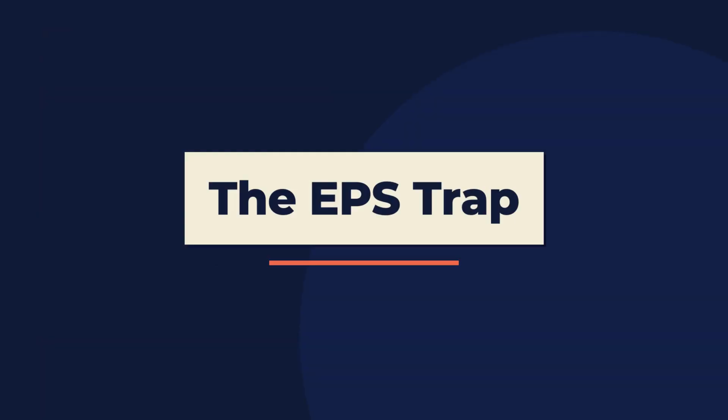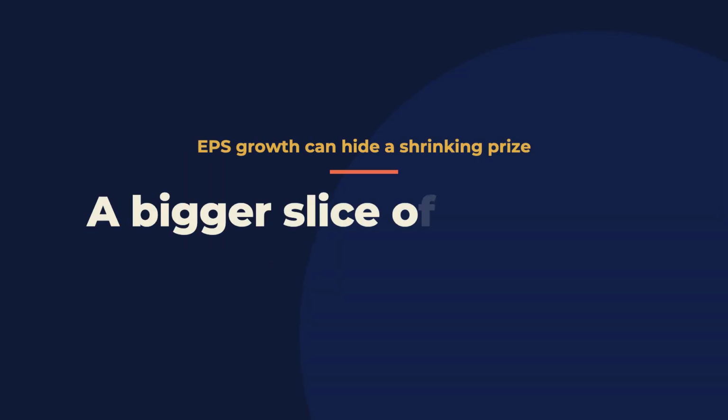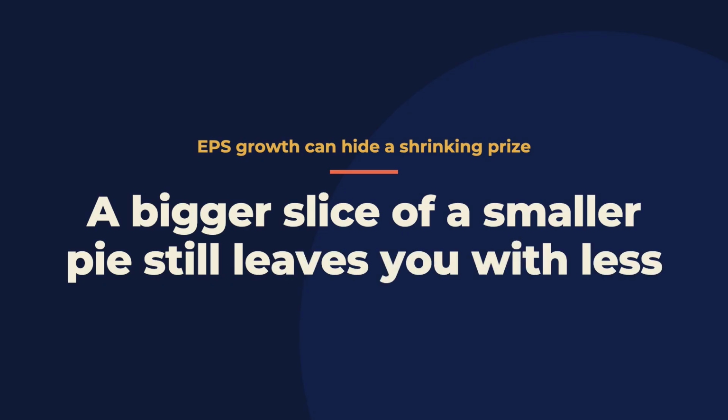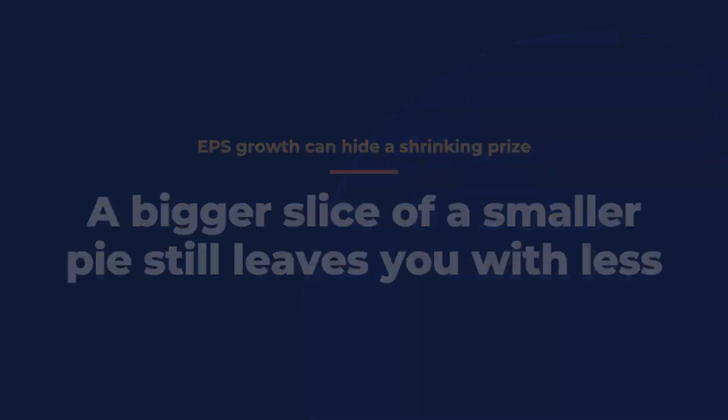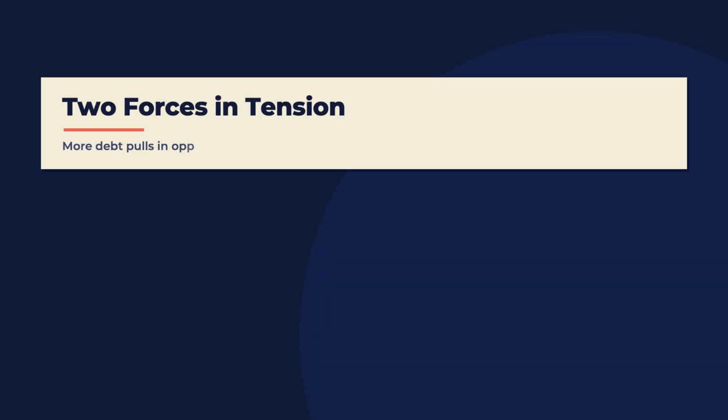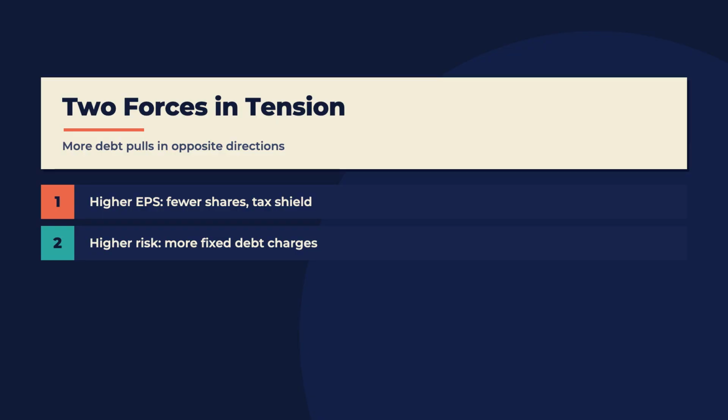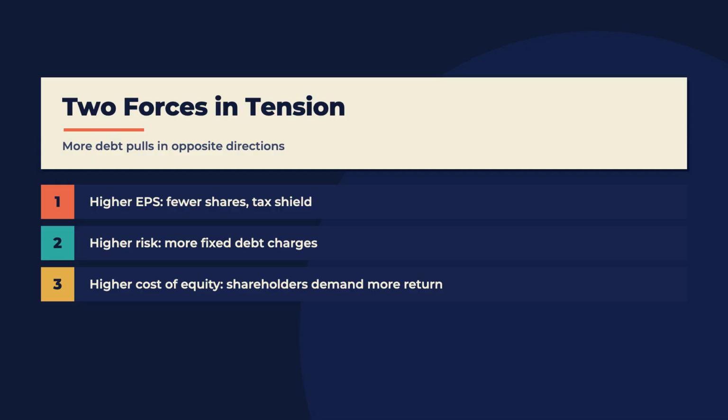More debt can boost per share earnings, so it must be good for shareholders, right? That tempting logic is exactly the trap a sharp analyst learns to catch. The flaw isn't that earnings per share can rise with more debt, they often do. The flaw is assuming higher earnings automatically means a better outcome for shareholders. Raising the debt ratio lifts per share earnings through fewer shares outstanding and the tax shield. But it also raises financial risk, pushing up the cost of equity that shareholders demand.